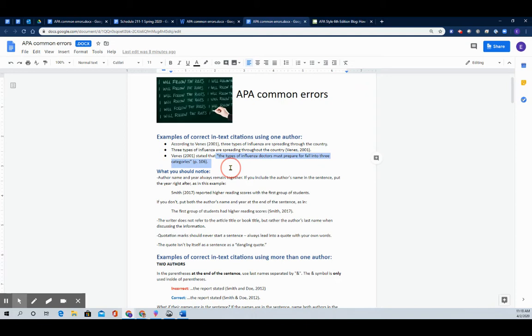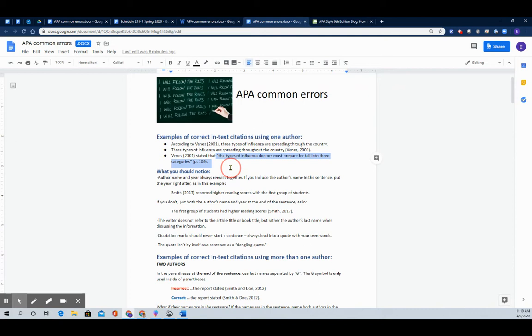That's a weird sentence. Prepare for fall. Oh, so influenza, it's a weird one, right? The types of influenza doctors must prepare for fall into 3 categories. It's an awkward sentence. Hey, I didn't write it. I actually copied this from materials I have. Okay, anyway, doesn't matter for the video.